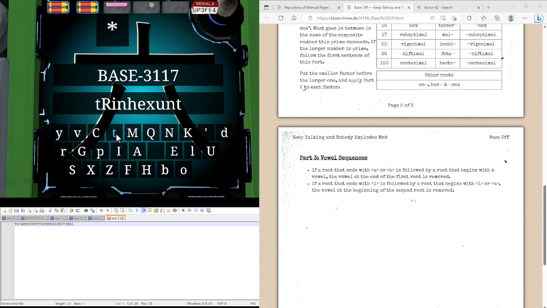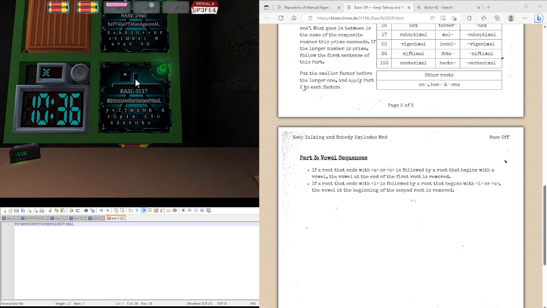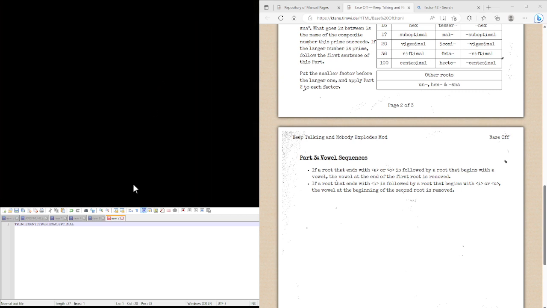Tetran. Hexaseptimal. Trin, hexan, tetran, hexaseptimal, if we've done this right. You can press the star again to stop the music, but we have another sub module.